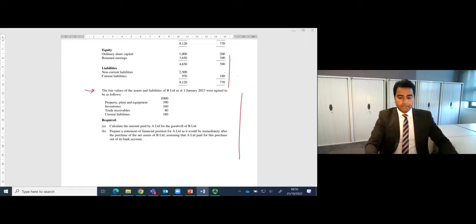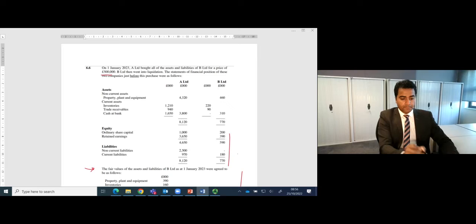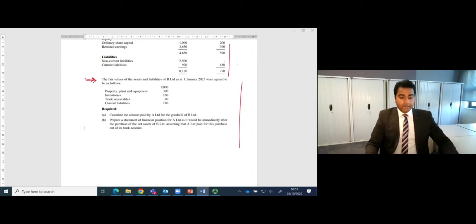So the question is, A Limited in this question is acquiring B Limited for the price of 500,000. The statement of financial position just before the acquisition is given to us. Over here at the bottom, the fair value of the assets and liabilities of B Limited as at 1st of January 2023 were agreed: property, inventory, receivables, and current assets, current liabilities. Calculate the amount paid by A Limited for the goodwill.